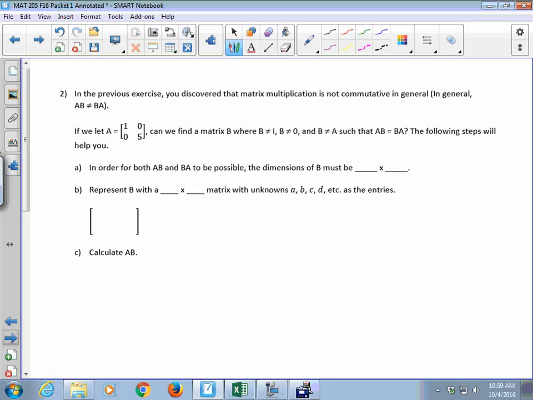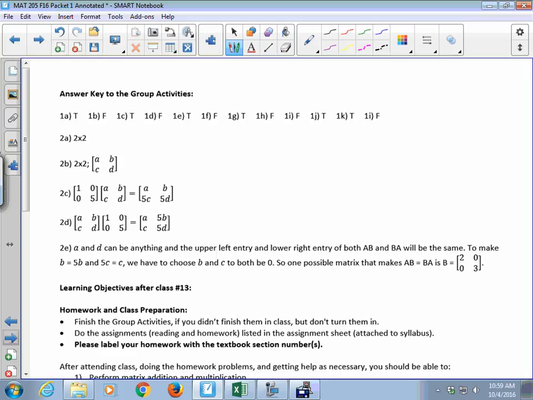All right, and number 2 is just an interesting example coming up with a matrix that's not the identity and is not 0 that can commute with A, where A times B equals B times A. But we're going to skip it for now.